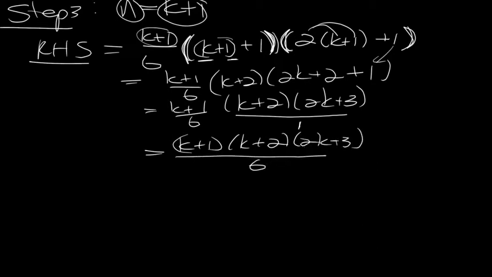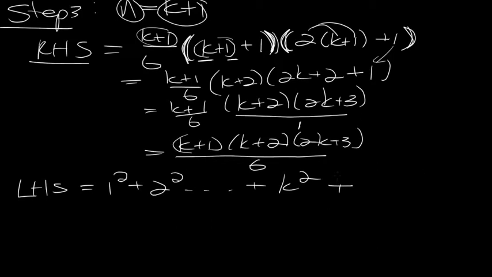That's your right hand side. Now we know what to work towards on the left hand side. Now we know that the left hand side was 1 squared plus 2 squared, and it continues up until k squared. Remember that, and then we need to add the (k plus 1) squared, because in the n's place we put k plus 1.